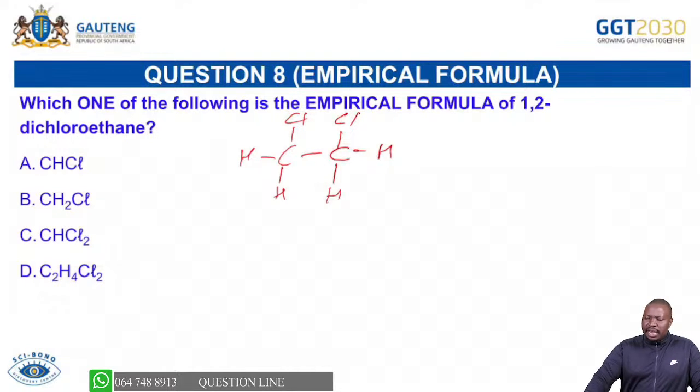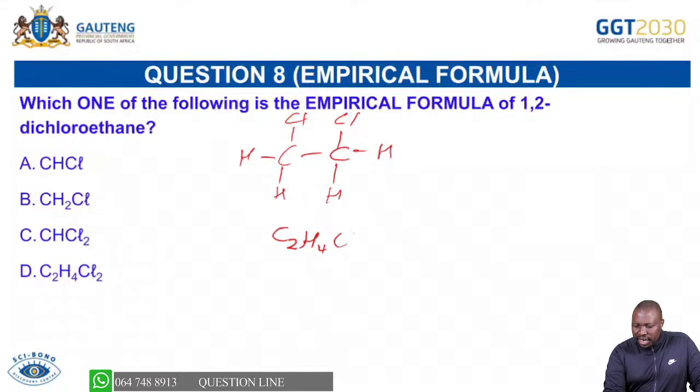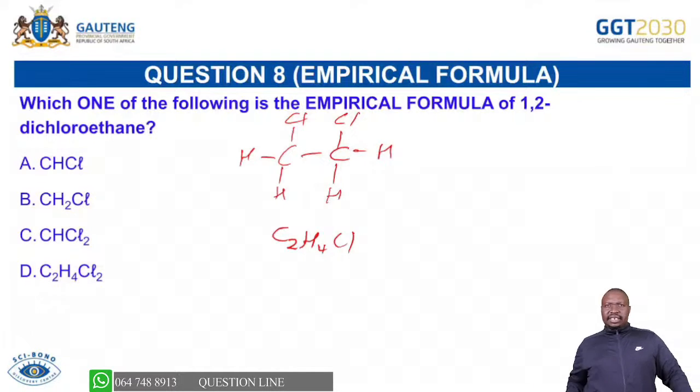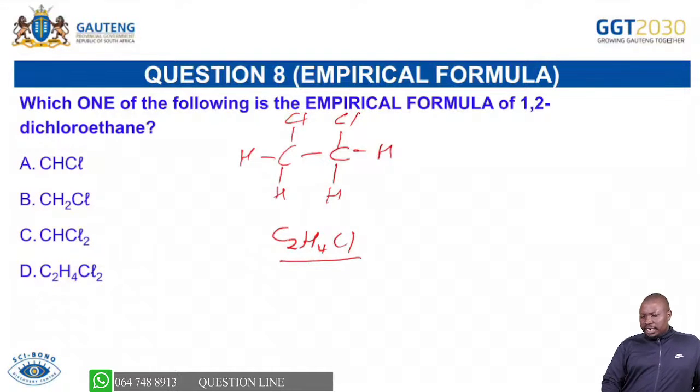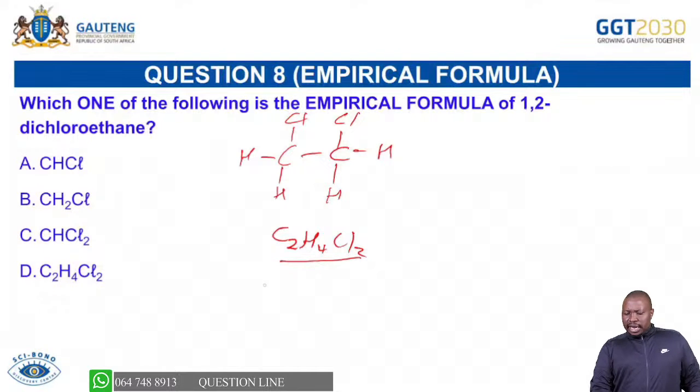And then when we say now, we are saying the molecular formula of this is C2H4Cl2. Remember, we want the simplest form of this. So can I divide this by 2? Yes, I can divide by 2. What will I get? I will get a C. If I divide 4 by 2, I'll get CH2. If I divide Cl2 by 2, I'll get Cl.